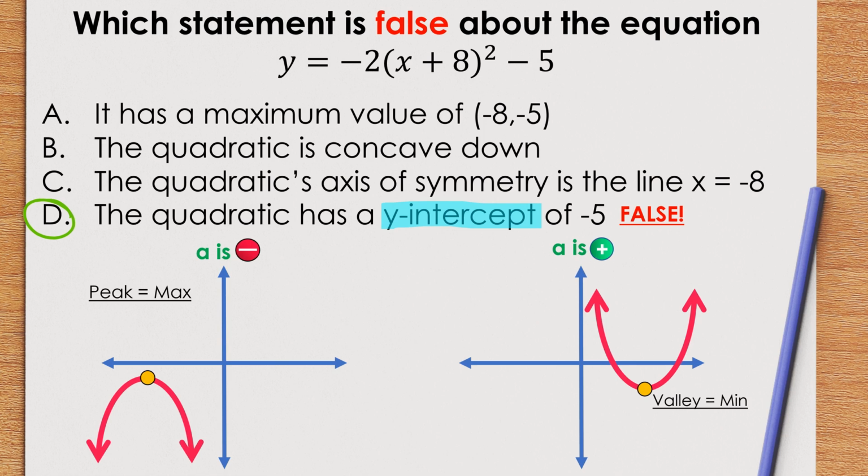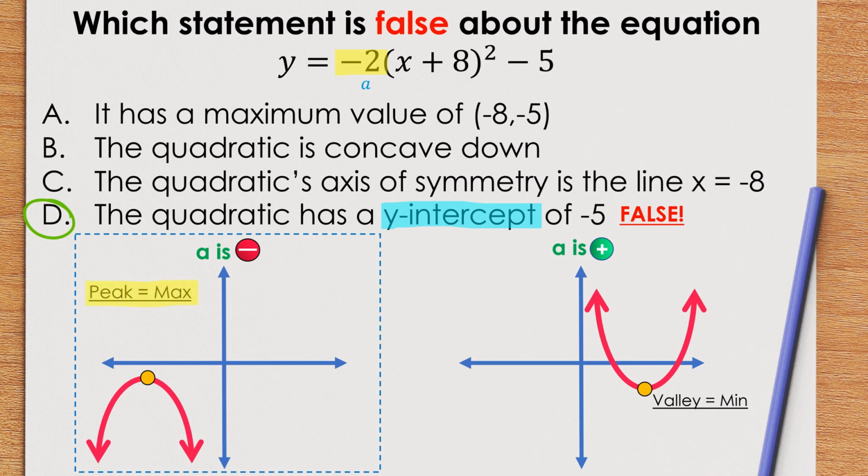To determine which one it is, we pay attention to the sign of A. Since our quadratic is in vertex form, A is negative 2. Because it's negative, our quadratic opens downwards, like a frown. Therefore, the vertex will be at the peak, which means it's also a maximum value of the quadratic. Now let's find the vertex.